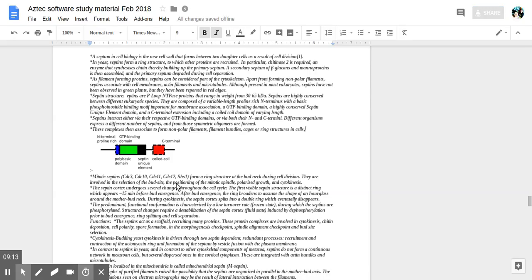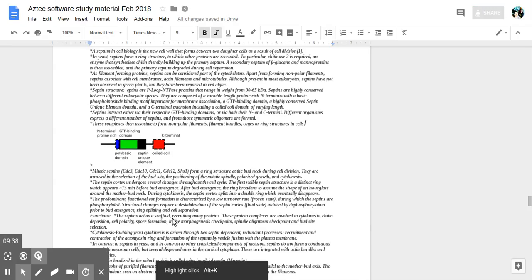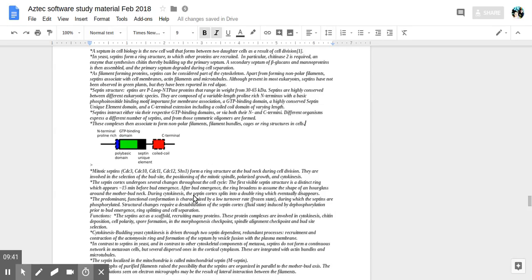They form a ring structure at the bud neck during cell division. They're involved in the selection of the bud site, positioning of the mitotic spindle, polarized growth, and cytokinesis. The septin cortex undergoes several changes throughout the cell cycle. A visible septin structure is a distinct ring 15 minutes before bud emergence. After this emergence, the ring broadens, assuming the shape of an hourglass around the bud. Then in cytokinesis, it splits into a double ring.